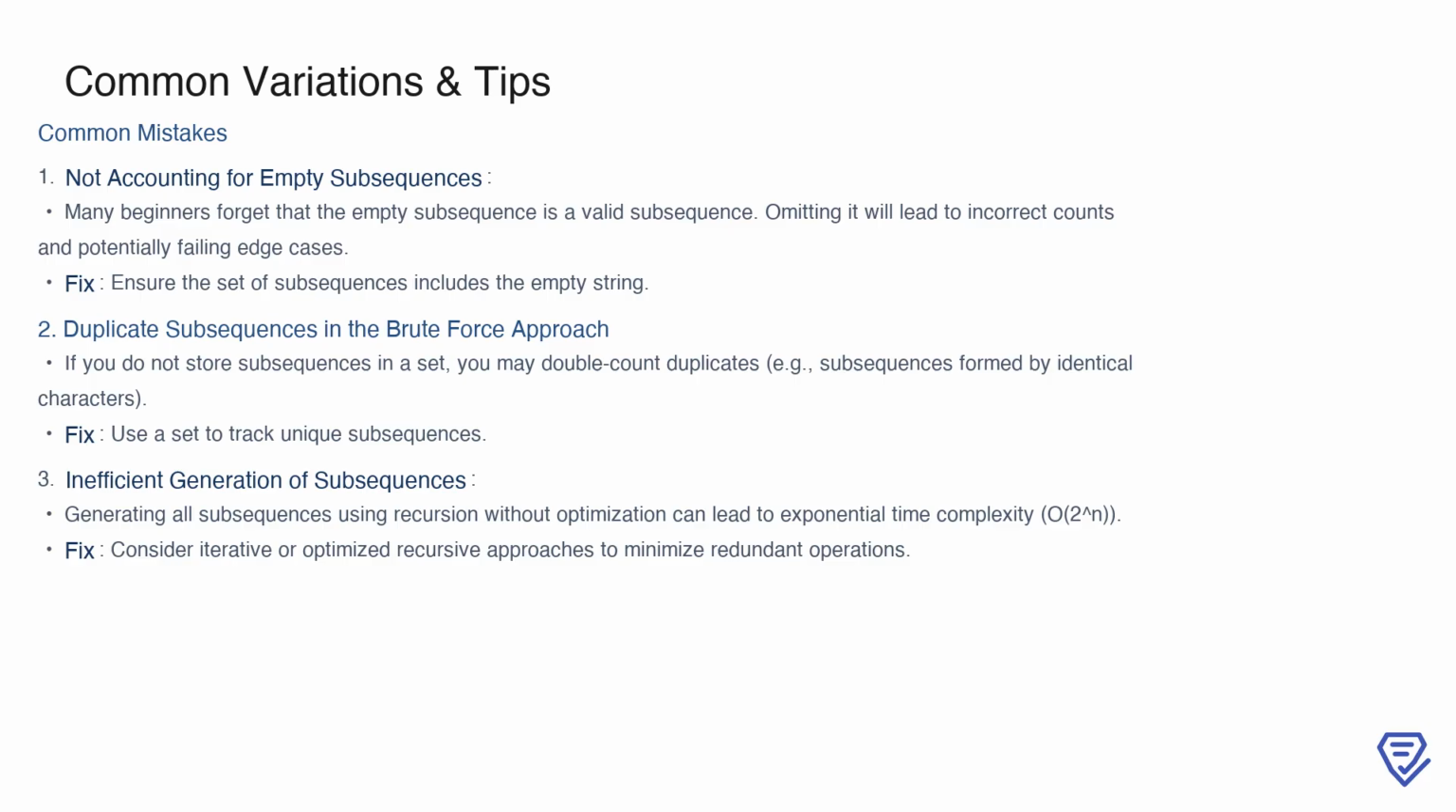Another mistake is double counting duplicate subsequences in brute force approaches, particularly when dealing with identical characters. You can resolve this by using a set to track only unique subsequences. Finally, inefficient generation of subsequences is another pitfall, especially if you're using an unoptimized recursive method. This approach has exponential time complexity, which becomes impractical for larger inputs. To address this, consider iterative methods or optimize your recursion to reduce redundant operations.